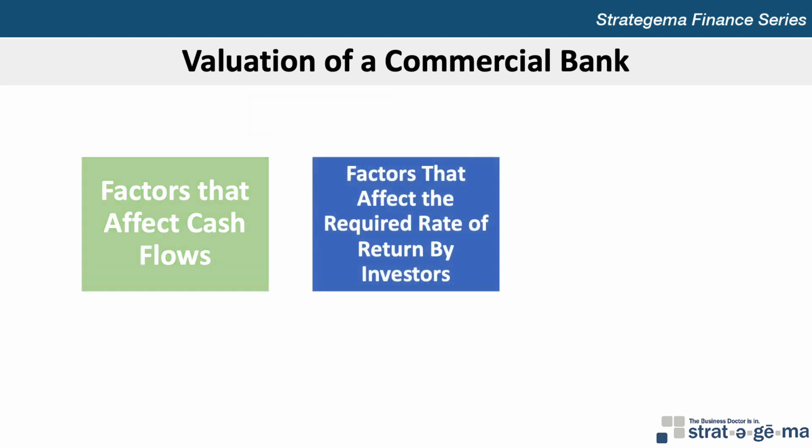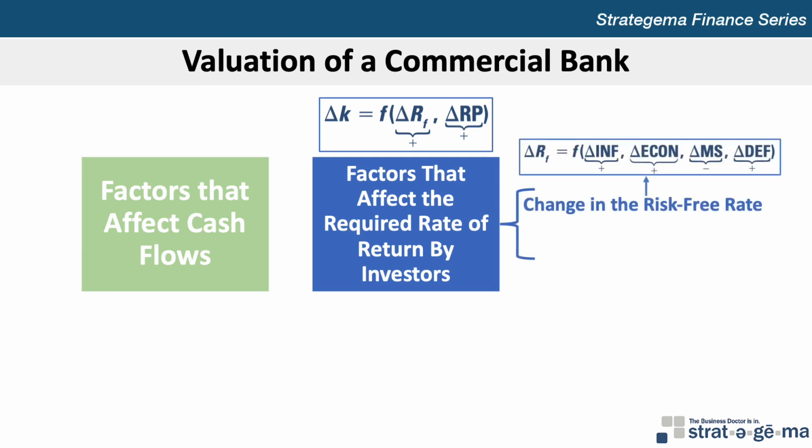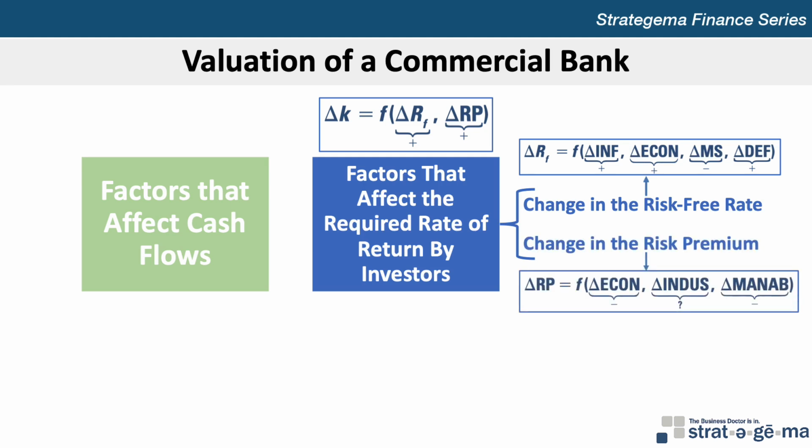The rate of return required by investors in a commercial bank can be modeled as follows, where delta R represents a change in the risk-free rate and delta RP is a change in the bank's risk premium. When the risk-free rate increases, so does the return required by investors. Recall that the risk-free rate of interest is driven by inflationary expectations INF, economic growth Econ, the money supply MS, and the budget deficit DEF. If the risk premium on a commercial bank rises, so will the rate of return required by investors in that bank. The risk premium can change in response to changes in economic growth, industry conditions, or management abilities.